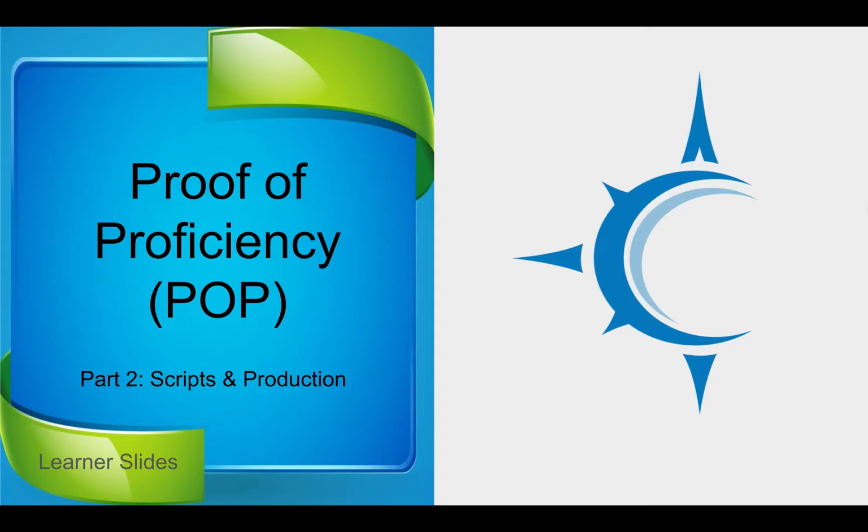This is Proof of Proficiency, or POP, Part 2, Scripts and Production. Participants will need the following materials before starting this PD: a printout of a math flow map and blank script, or a printout of an ELA flow map and blank script. If you choose ELA, you may also want to print out the example passage in question to use later.